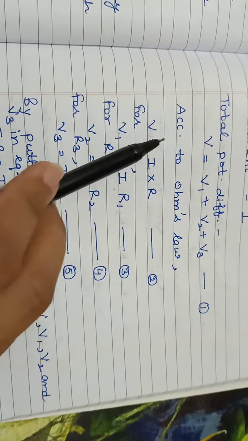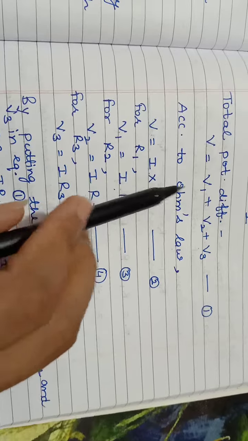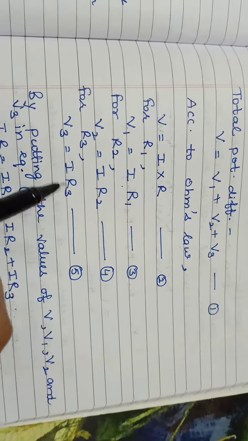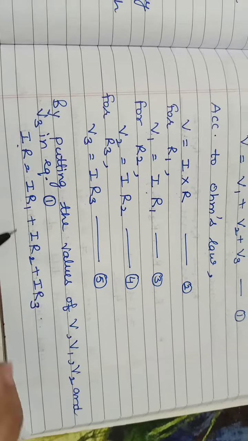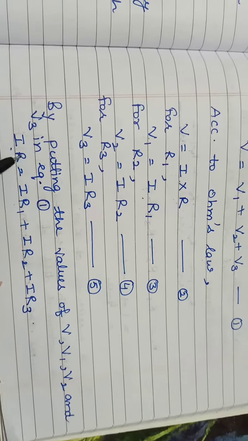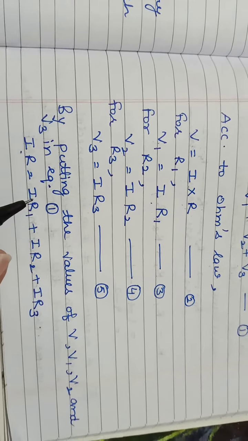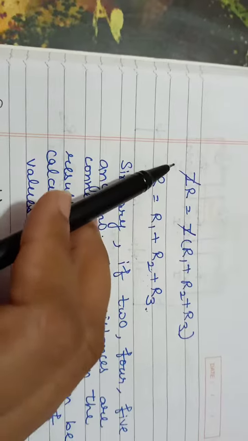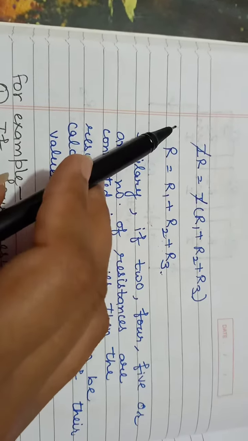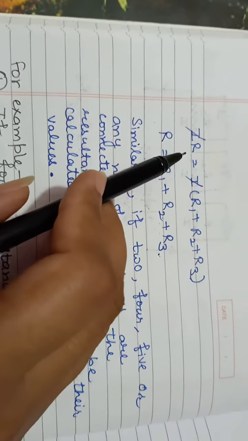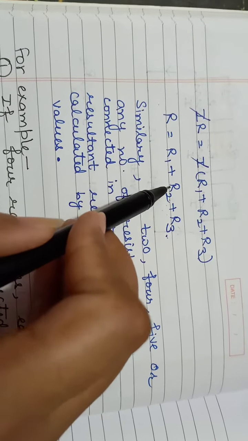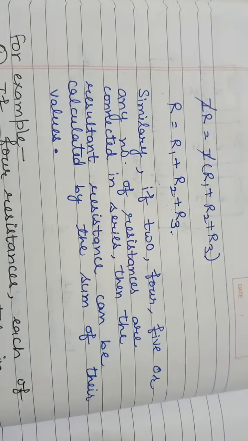So in place of this V, we are using IR: V1 = IR1, V2 = IR2 and V3 = IR3. So we get this type of equation. In this equation we have a common thing, that is I. So this I will be common on both sides, so we will cancel out this I and we get the resultant resistance R equal to the sum of the three resistors.